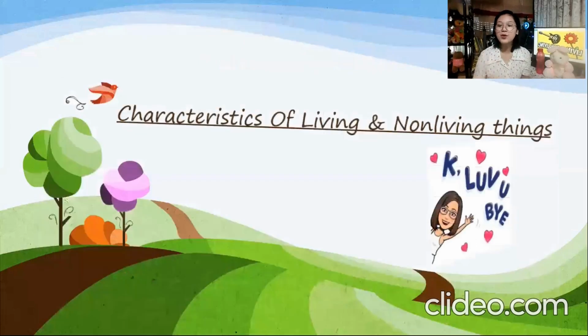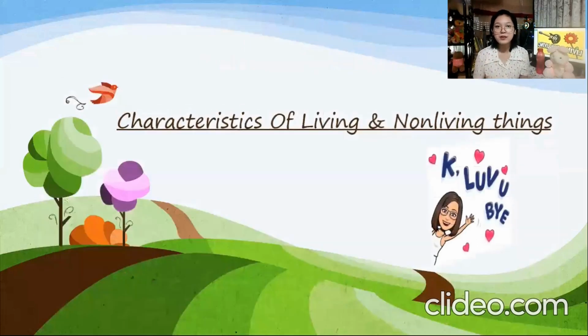So, those things that we tackled are the characteristics of living and non-living things. Again, can you give me an example of a living thing? A cat. Very good. How about a non-living thing? A pen. Very good. So, that's it for today. We are done.